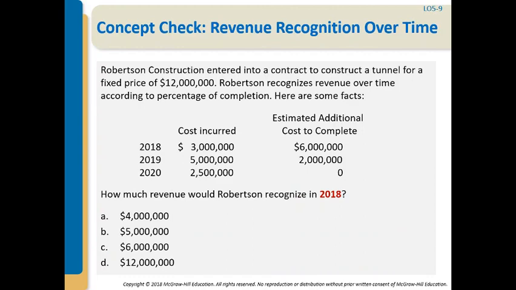Robertson Construction entered into a same thing. So cost incurred 2018 3 million, additional cost to complete 6 million. So how much revenue would Robertson recognize in 2018? Well, they're 33.33% complete, 1/3 complete, right? Total contract price is 12 million, so they're going to bill 4 million.